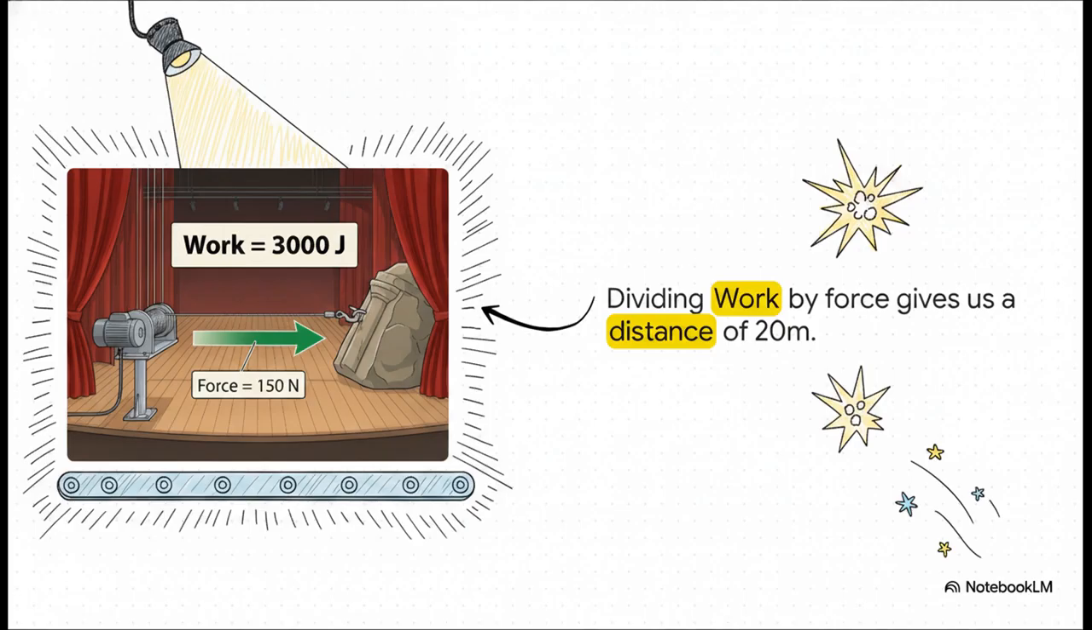Here we have a motorized winch doing 3,000 joules of work to pull a heavy rock prop across a theater stage. The winch pulls with 150 newtons of force. So, how far did the prop move? Well, we use the exact same formula, but we just solve for distance. So, distance equals work divided by force. We plug in 3,000 joules divided by 150 newtons, and boom, the prop moved exactly 20 meters.